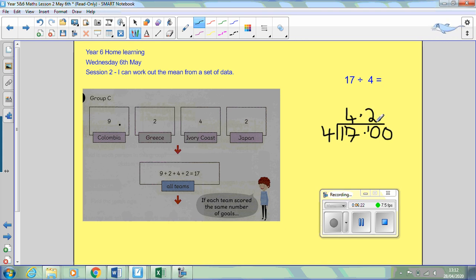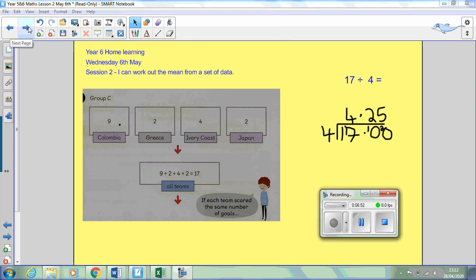Then I've got a remainder 2. 4 into 20 is 5. So there's 5 lots of 4 in 20. The answer there is going to be 4.25 goals per team. And that would be if each team scored the same number of goals, it averages out at 4.25 goals. The mean for Group C is 4.25 goals.